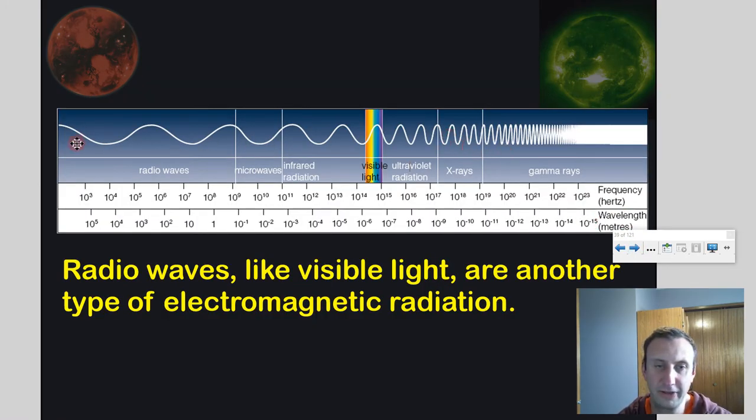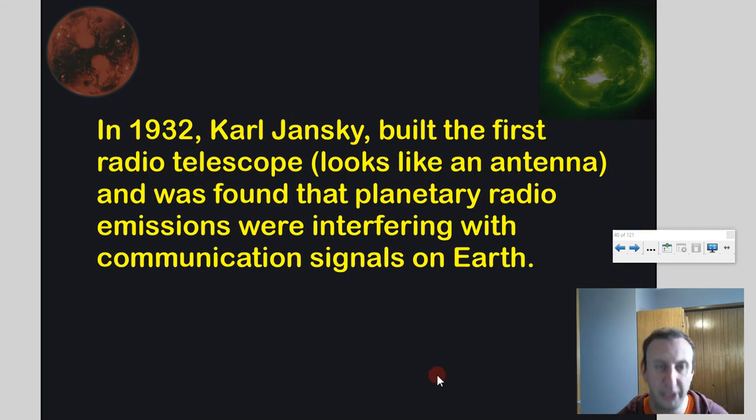So here is the electromagnetic spectrum, right? And we're going from really short wavelengths when we get to gamma rays to longer and longer wavelengths when we get to things like radio waves. Visible light is right here. You can see a very tiny part of the electromagnetic spectrum. So what we're going to talk about is actually telescopes that use radio waves instead. And in 1932, Carl Jansky built the first radio telescope. It looked like an antenna, and he found that the planetary radio emissions were interfering with communication signals on Earth.